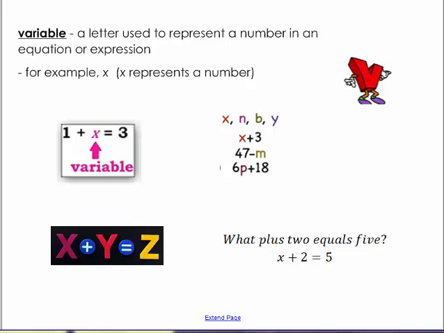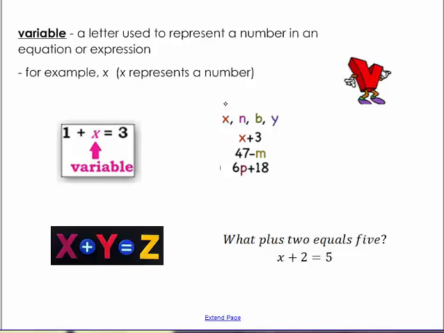Variables are letters that are used to represent a number in an equation or in an expression. For example, the variable x represents any kind of number from negative infinity to positive infinity. In this equation example you see here, 1 plus x equals 3. X is a variable that represents an unknown number. And if we were to think about what we could put in place of that x to make this equation true, it would be the number 2.